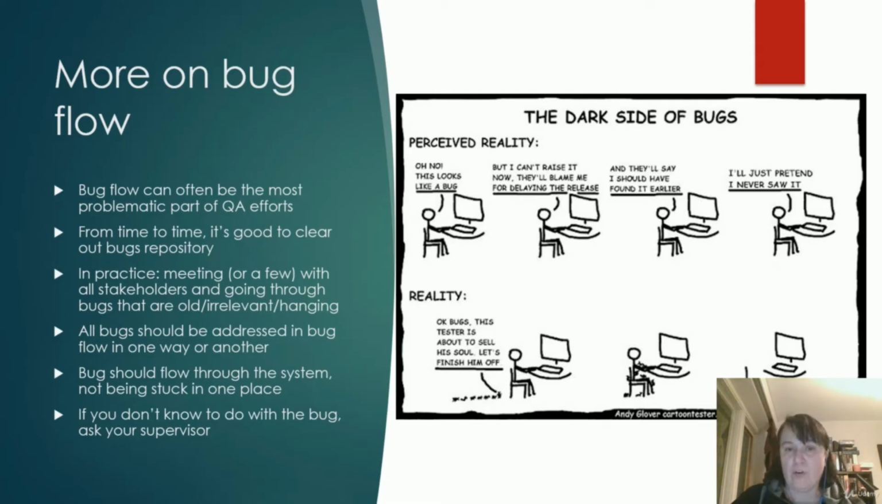So a little bit more on the bug flow. Bug flow can often become the most problematic part of QA, and that's one of the reasons I talk about it so much here. From time to time, it's good to clear out your bugs repository. In your bugs database, you will end up having lots of bugs. Depending on the size of your game, anything from 800 to 10,000 bugs. I worked on projects which had even more than that. It's a fact that when you have multiple people and big teams, you're going to have these bugs floating around the system. So it's good that every now and then you clear the repository.